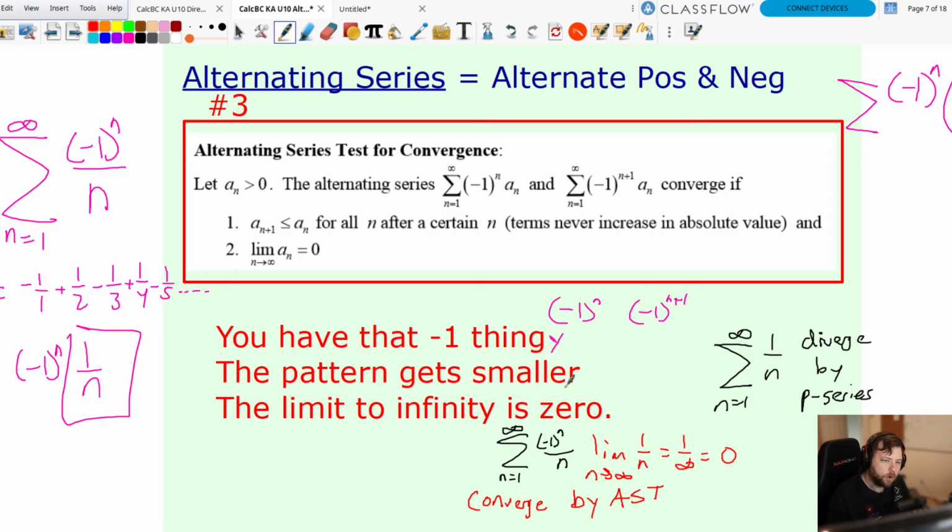So that negative 1 thing matters. If I was just going 1 over 1 plus 1 over 2 plus 1 over 3, 1 over 4, 1 over 5, that would not converge. But by alternating it, it does converge.